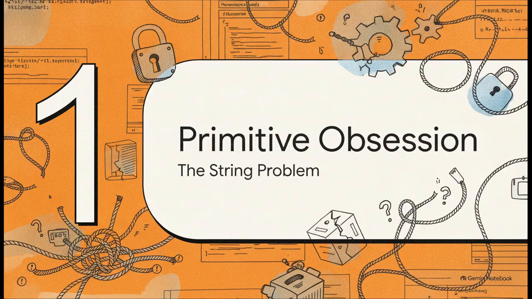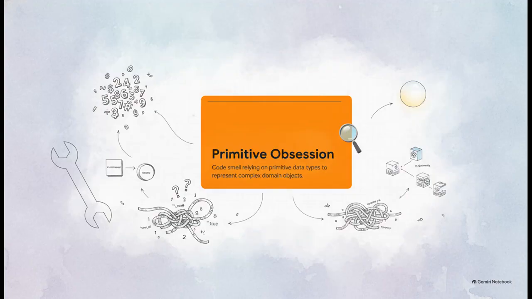Section 1. The primitive obsession problem. Okay, so in programming, we're all pretty familiar with the idea of replacing magic numbers, those unexplained raw numbers just floating in our code, with meaningful named constants. We do it because it makes the code readable, right? Well, there is a very similar issue that totally flies under the radar for a lot of developers, and it's called primitive obsession. This is a recognized code smell where your code relies on basic primitive data types, like strings or integers, to represent really complex domain objects. Basically, instead of modeling our actual business domain, we lazily lean on built-in primitives.